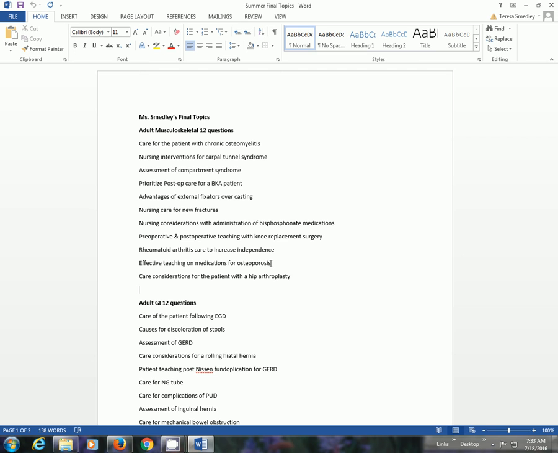Care consideration for a patient that has a hip arthroplasty. You want to know how to help them feel more independent, more in control of their life. Know the care considerations: legs never crossed, no angle of more than 90 degrees should be done on that hip, and those types of things. And it will help you if you go back and look at that video that I sent you when I did the adult musculoskeletal.